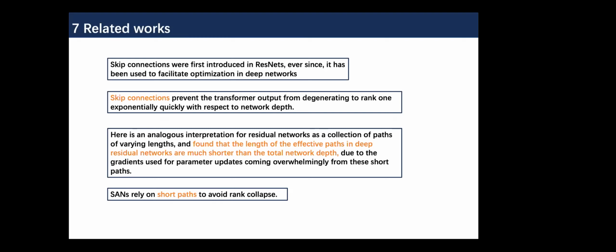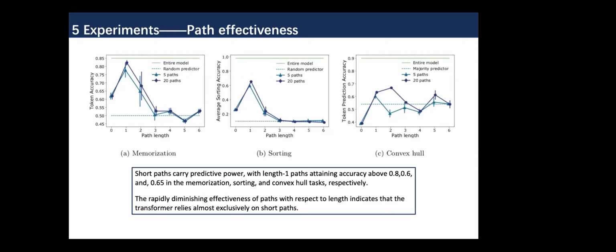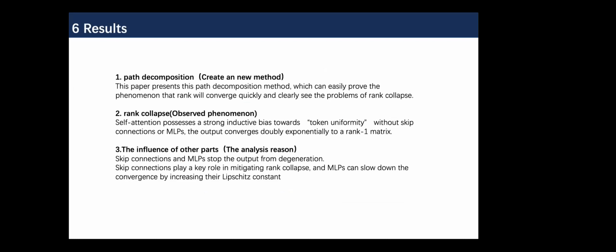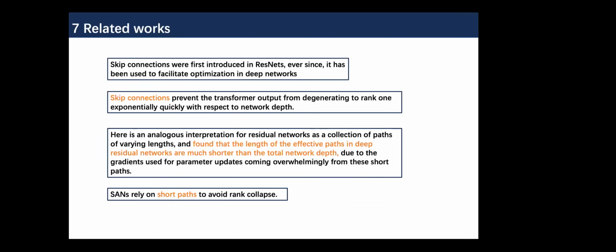And also some research found that the length of the effective paths in deep residual nets is much shorter than the total network depth. And in this paper, we also find that the transformer relies on short paths to avoid rank collapse. By these pictures here, we don't need to have a long path. We can have good results.